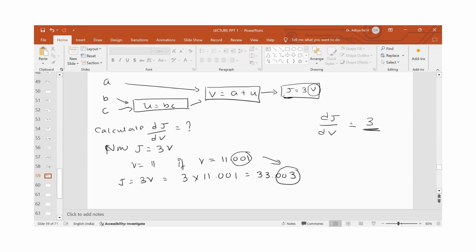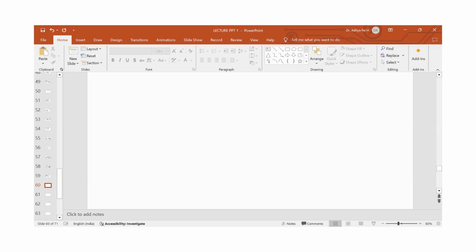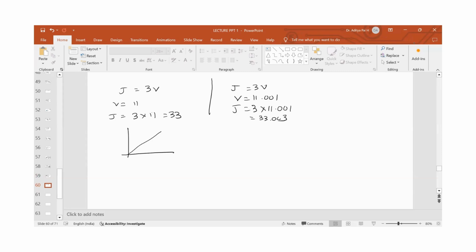So if I draw this diagram for J is equal to 3V: if my V was equal to 11, J was equal to 3 into 11, which is 33. If my V is equal to 11.001, J is equal to 3 into 11.001, which is 33.003. So this is 11, this is 33. In the same way, if there is a change in the value to 11.001, this will be 33.003.